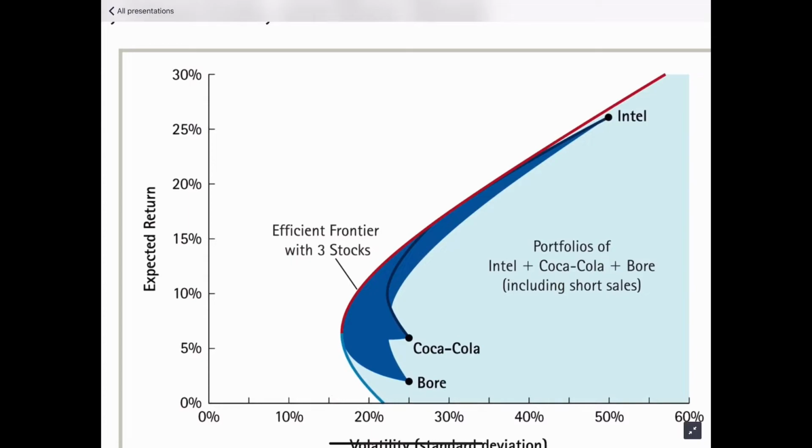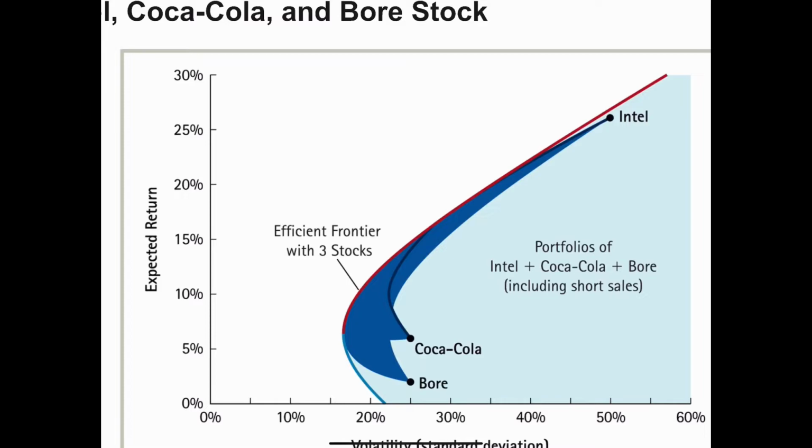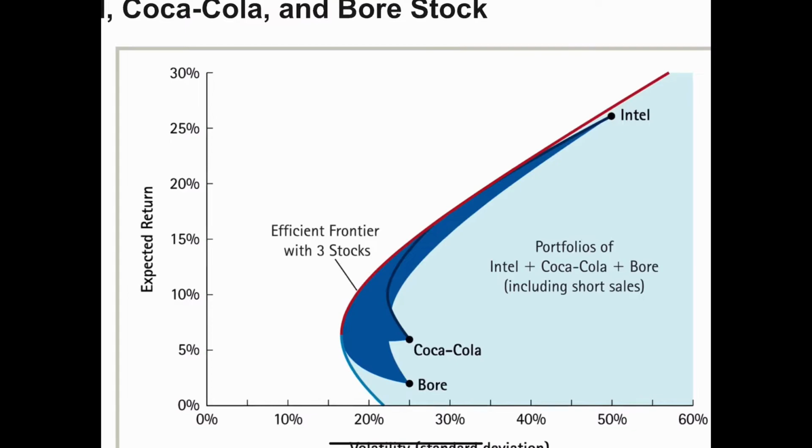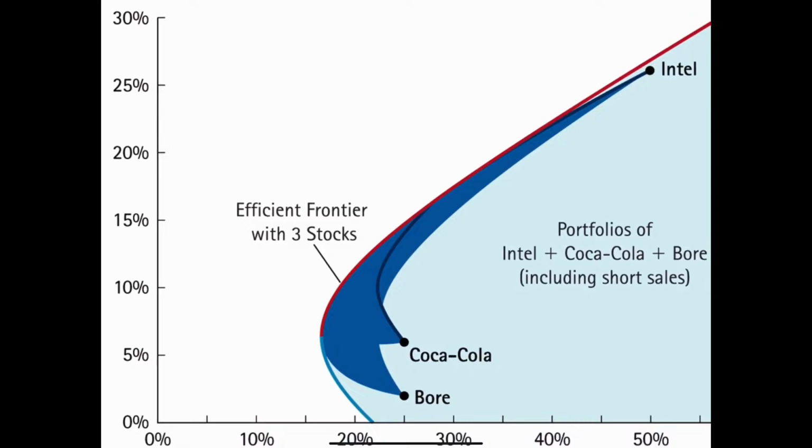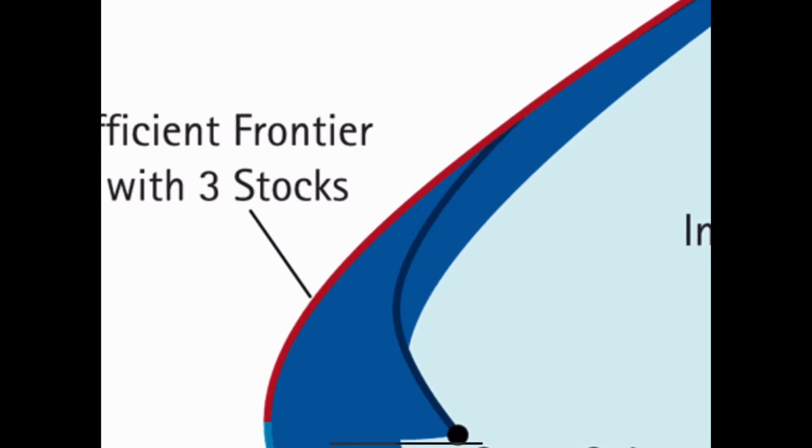What you see over here is that your efficient frontier, the red curve that represents all the efficient portfolios available from investing in Intel, Coca-Cola, and Ball at the same time, is being pushed towards the northwest. You're going from the blue line over here to the red line over there. Let's pick a point over here, this point and that point. I can't really draw and demonstrate that, but imagine those two points.